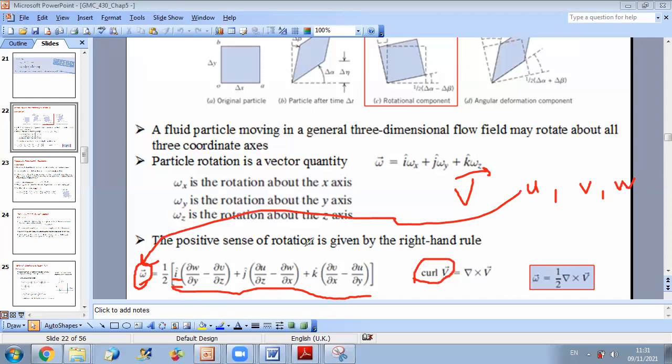To have no rotation, omega should be 0. So to have omega 0, what is the condition? All of these terms should be equal to 0. So in this case, del w over del y minus del v by del z should be 0, and also del u by del z minus del w by del x should be 0, and del v by del x minus del u by del y is 0. If any of these is not 0, this means that you have a certain rotation of your fluid.